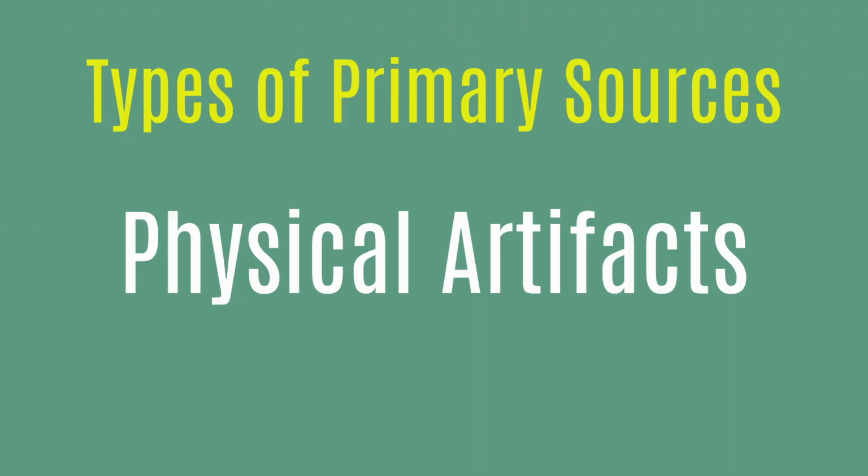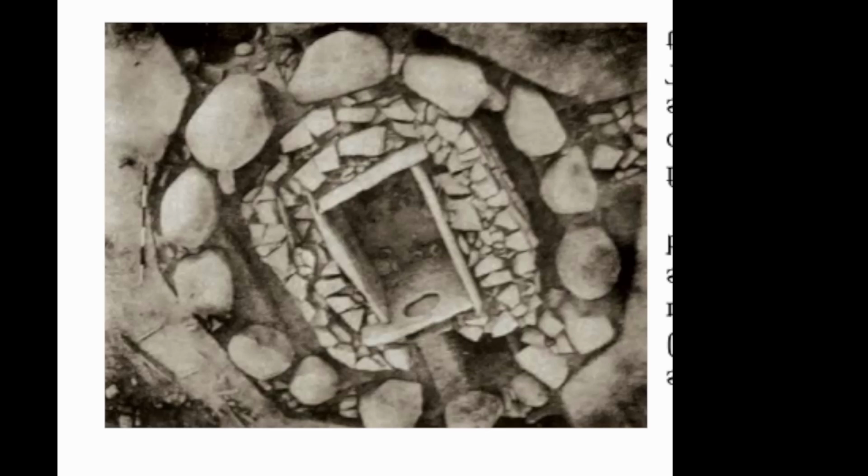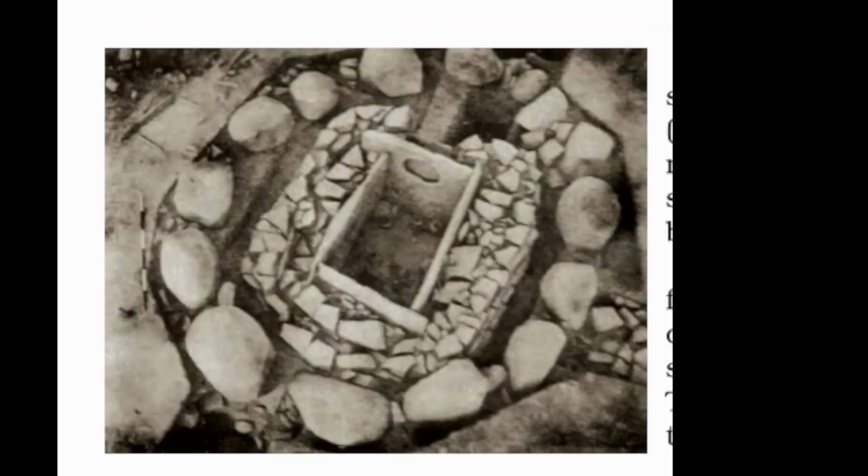Let's look into that. The most common ones are physical artifacts. That means things which were made during that time. For example, this is a picture of a burial site which has been shown in your history textbook. If I take my students to this site as a social science teacher, then visiting this site would be a primary source.